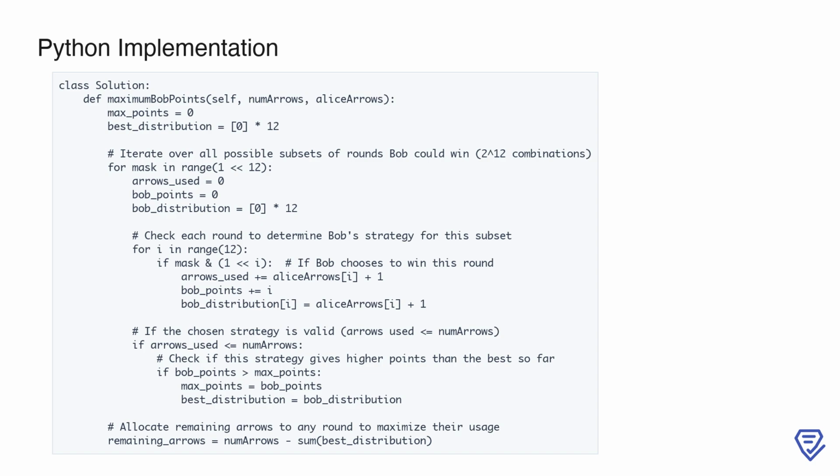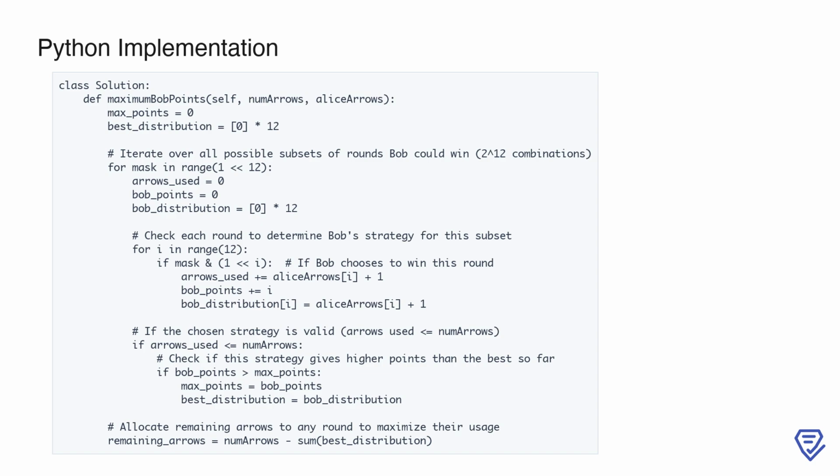Next, we use a loop to iterate over all possible subsets of rounds that Bob could win. Since there are 12 rounds, there are 2^12 or 4096 possible combinations, and we represent each combination using a binary mask. For each mask, we calculate the total arrows Bob would use, the points he would earn, and the distribution of arrows for that combination. This is done by checking each round individually. If the current round is included in the mask, Bob needs to use one more arrow than Alice did in that round to win it, and he earns points equal to the round number. We also update Bob_distribution to reflect this allocation.